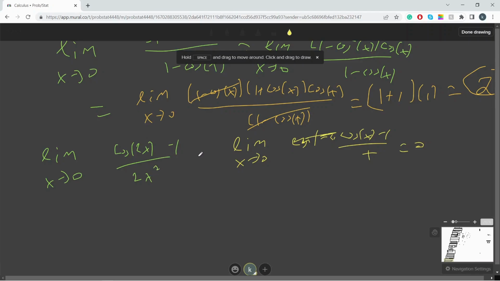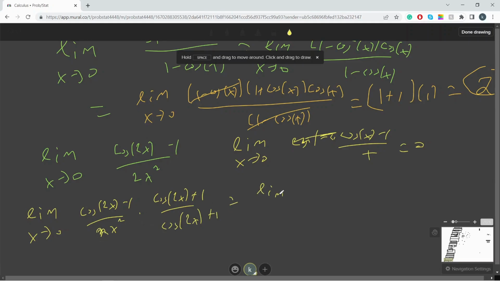And what is the technique? Well, think about how we derived this special limit originally. We derived the special limit originally by using the conjugate. And I think that's the technique we should try for this. So we'll take the limit as x approaches 0 of cosine of 2x minus 1 over 2x squared, multiplied by cosine of 2x plus 1 over cosine of 2x plus 1.